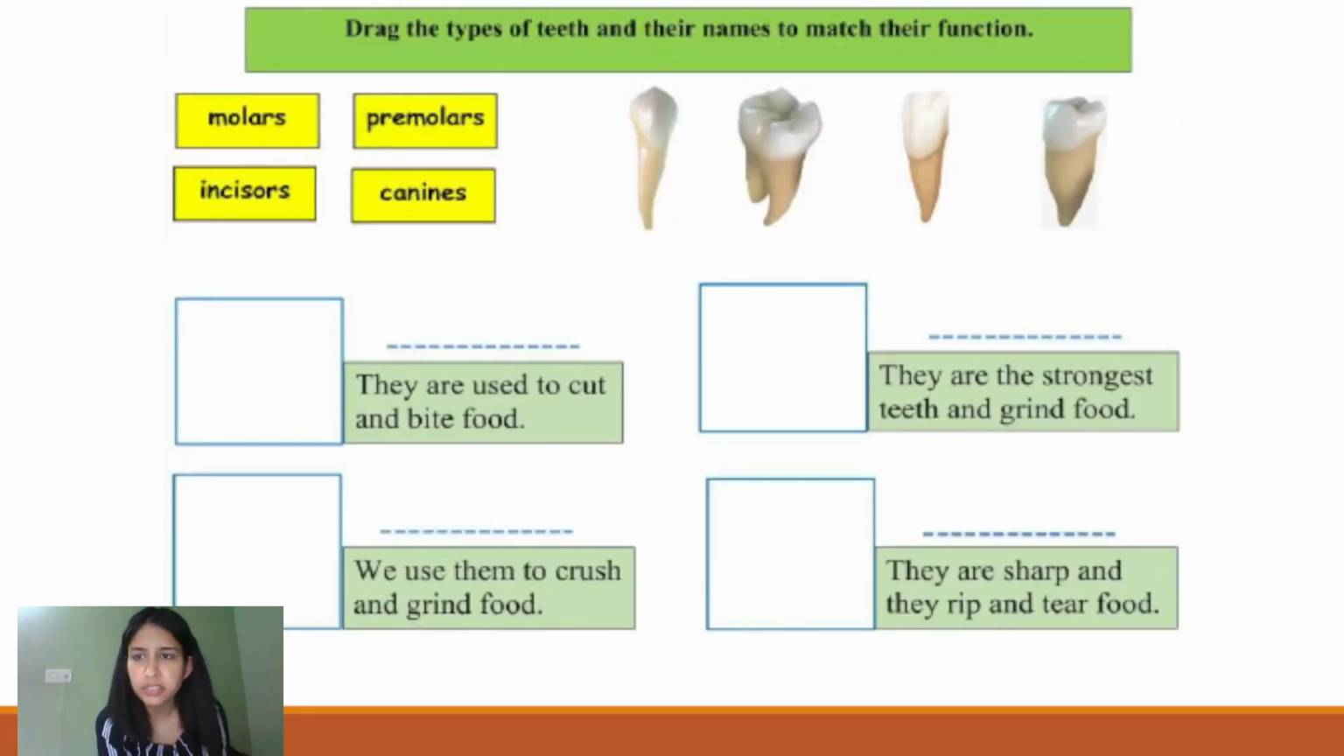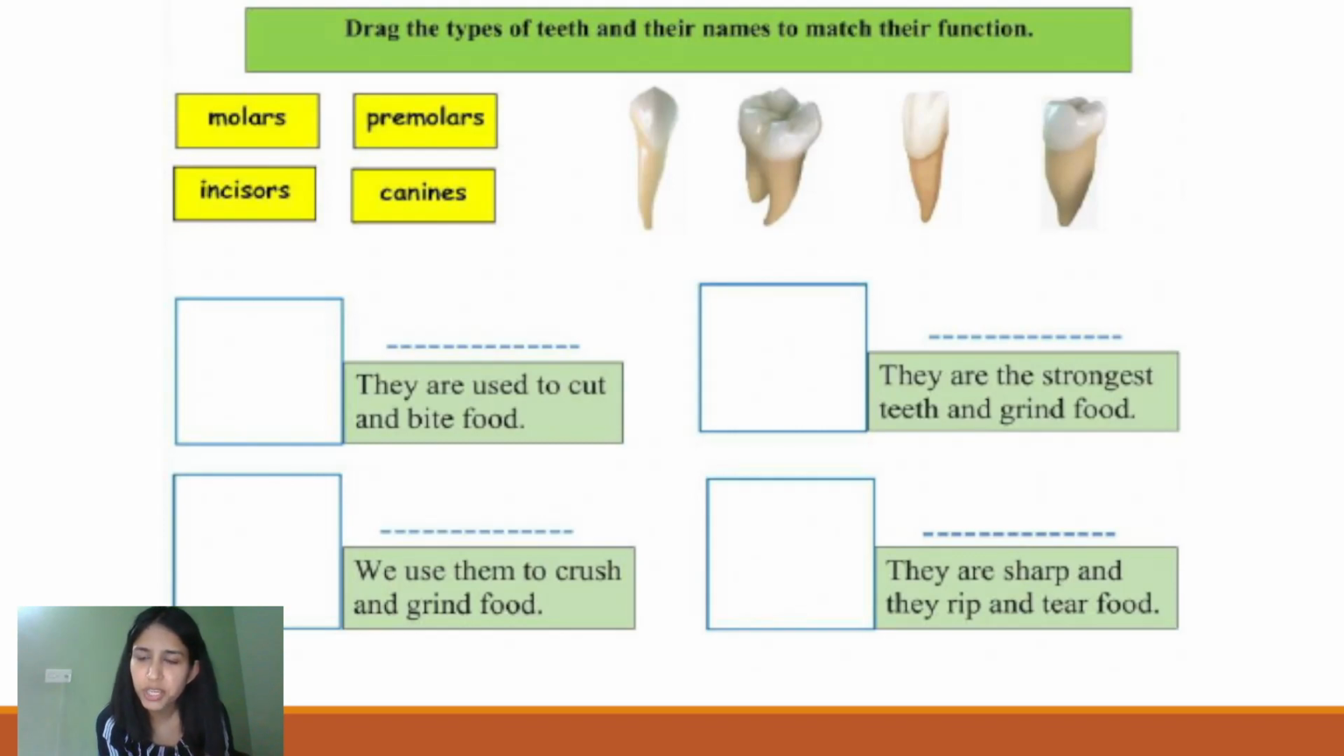Yes, now we have this activity where you will have to identify teeth by their function. They are used to cut and bite food, like scissors. They are the strongest teeth and grind food. So they are the molars basically. We use them to crush and grind food.